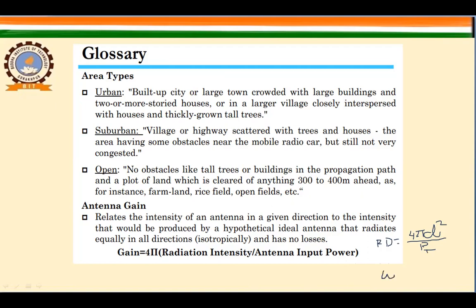And that is given by W, the transmitted power over the area. So the area is 4 pi r square, where d is the separation distance. So it is 4 pi d square, the area in a circular form, and it is the surface area of your transmission.